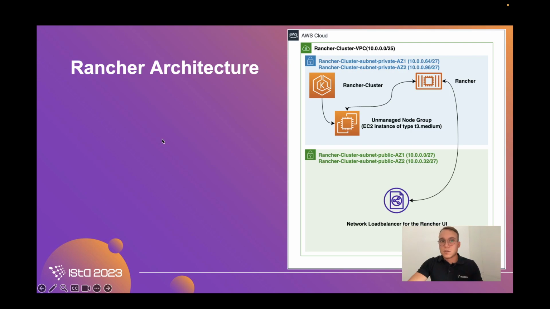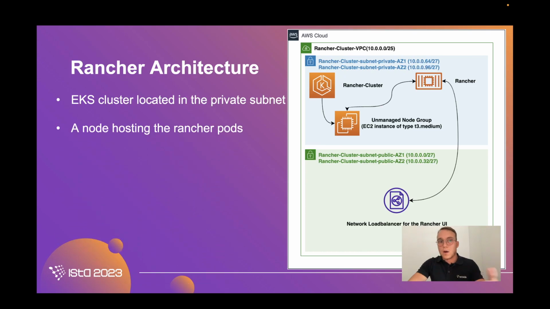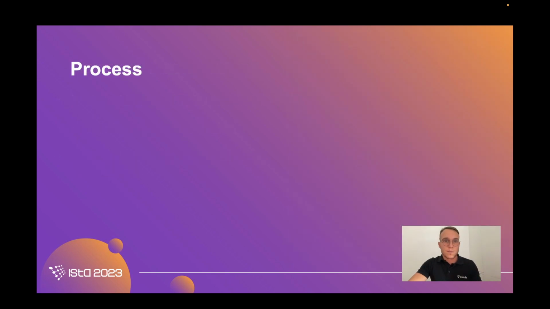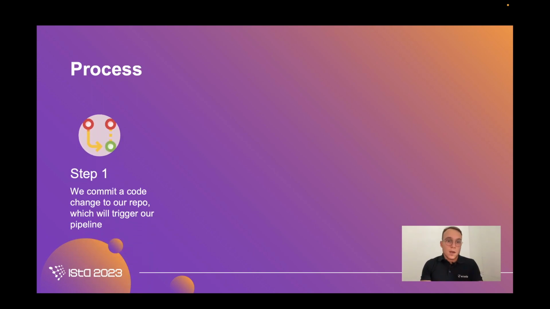The other architecture is for the Rancher cluster, and as you can see, it's similar. The VPC is different, but it still has 4 subnets, 2 of them private and 2 of them public. Our EKS cluster will be located on the private subnet, where our node will also reside, hosting our Rancher pods. And in the public subnet, we can see our network load balancer that will be located there and expose the traffic to us.